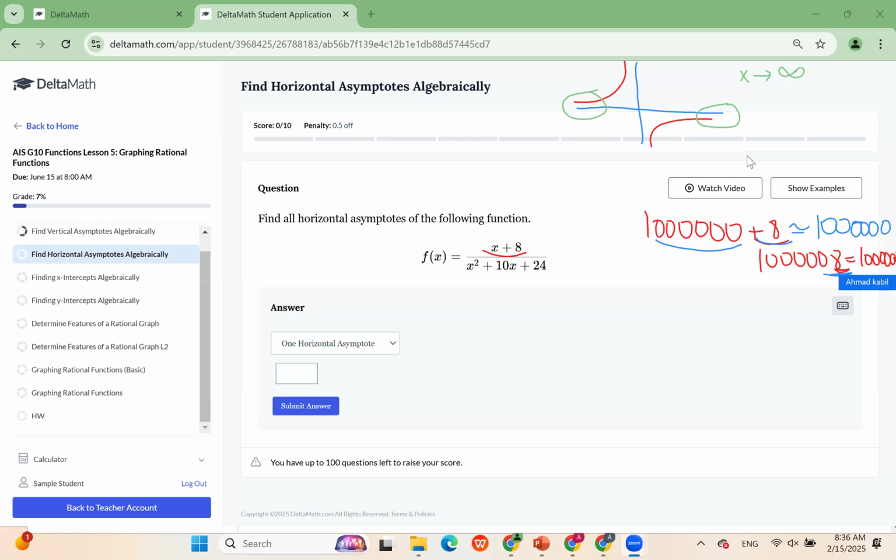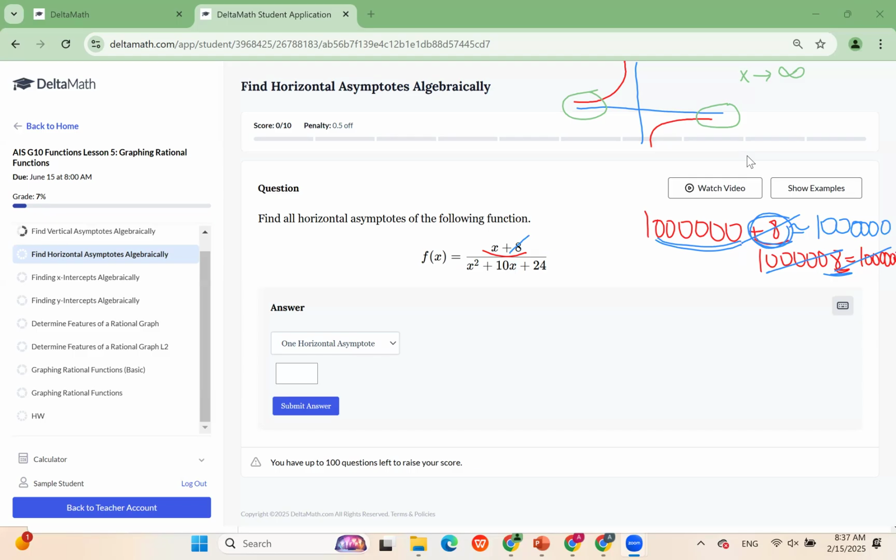We do not write this number. What does that tell us? This tells us that if we have a very big number added to or subtracted from a very small number, we just ignore the small number. So in this case, we're going to ignore the 8. And for the denominator, a similar concept occurs.